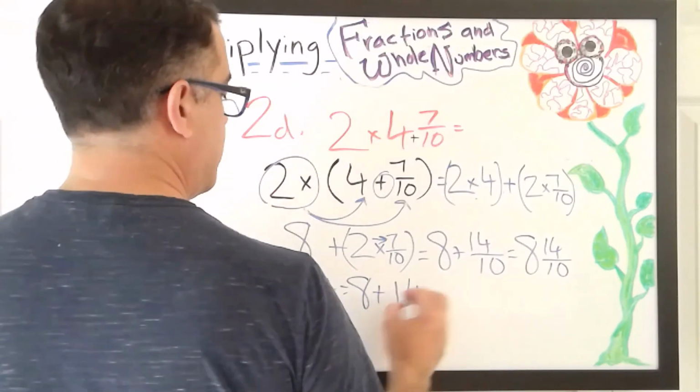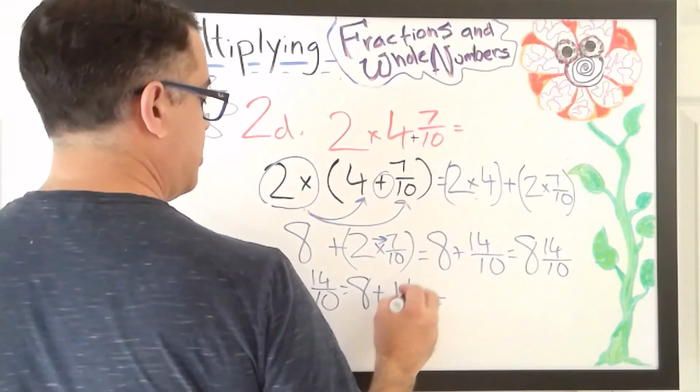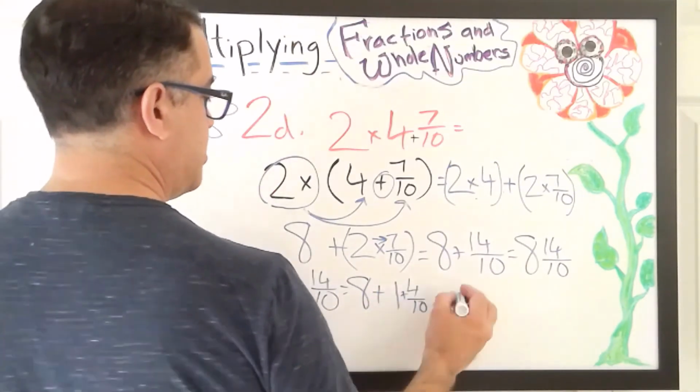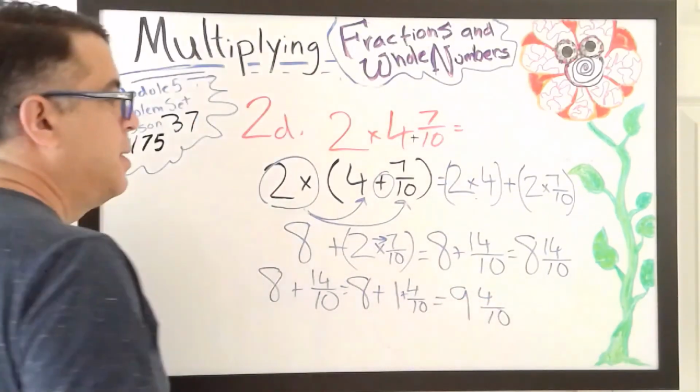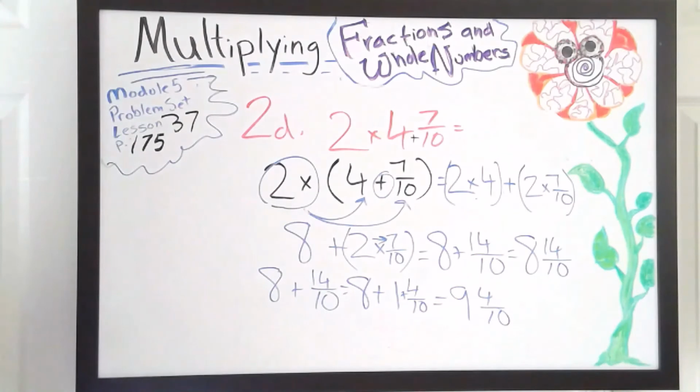So now all we have to do, remember this is all addition. 8 plus 1 is 9 and 4/10 left over. Okay? I want y'all to look at these steps, pause it if you need to, make sure you understand it, and then do some more practice in this lesson.